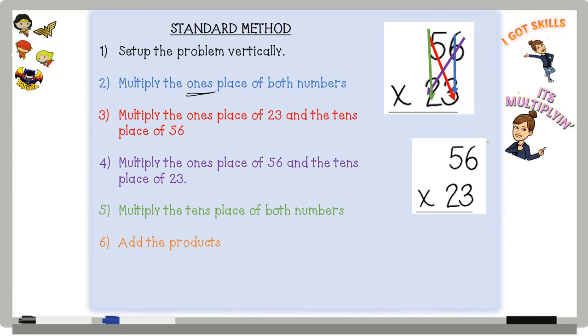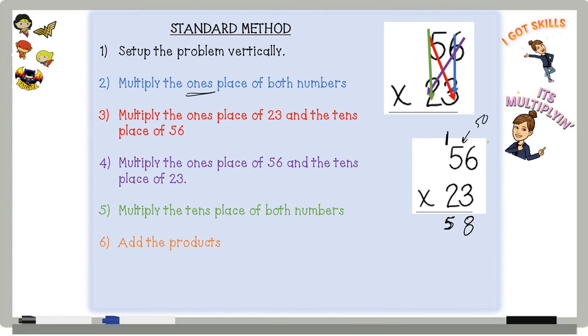So I have 6 times 3, and that's 18. So I'm just going to put the 8, and then I'm going to carry the 1 over to the other side, to the top of the tens place on the top number. Now here, 5 times 3 is 15. But by putting that 5 right here, notice I put it in the tens place. Because remember, this 5 isn't worth 5, it's actually worth 50. So 50 times 3 is 150.